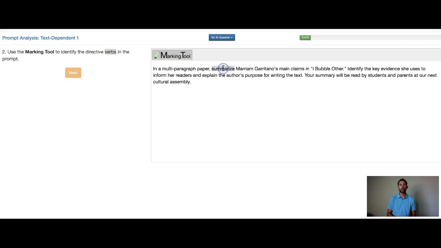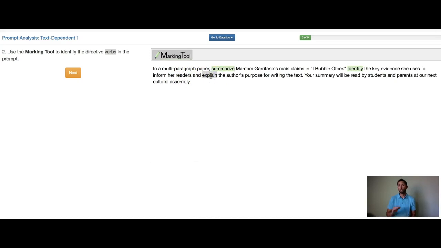So the first directive verb I'm going to go ahead and mark is summarize. So I've got that marked. Then I'm going to continue to identify. So identify is the second directive verb in this prompt. And then the third directive verb, it's actually in the same sentence. It says identify the key evidence she uses to inform her readers and explain.